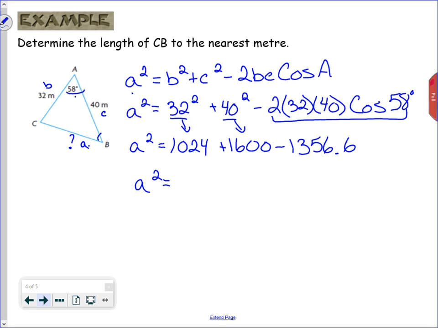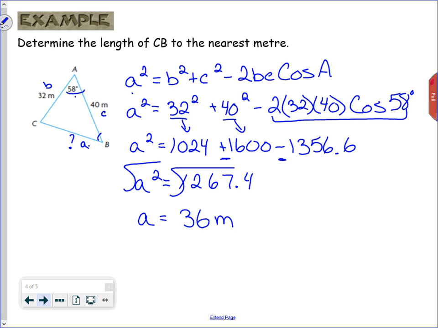So next step, we're going to first add 1024 plus 1,600, and then we're going to subtract the 1356.6. When we do that, we'll end up with 1267.4. And our last step, we want to square root both sides. So our A value will equal 36 meters. And it says up here to the nearest meter, which is why we didn't include a decimal.